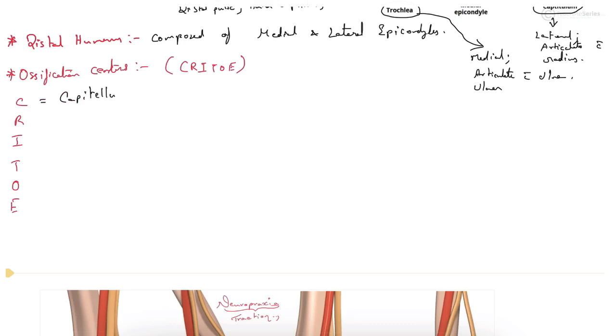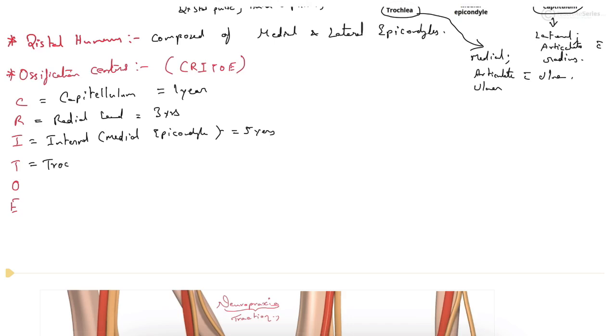I already mentioned what it will be. Capitulum means the ossification center will appear at 1 year, and the radial head at 3 years. Next, the internal or medial epicondyle will be 5 years.